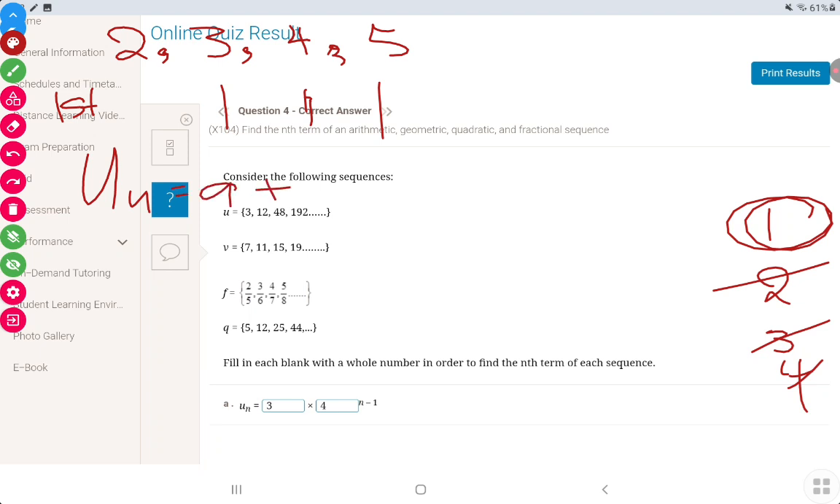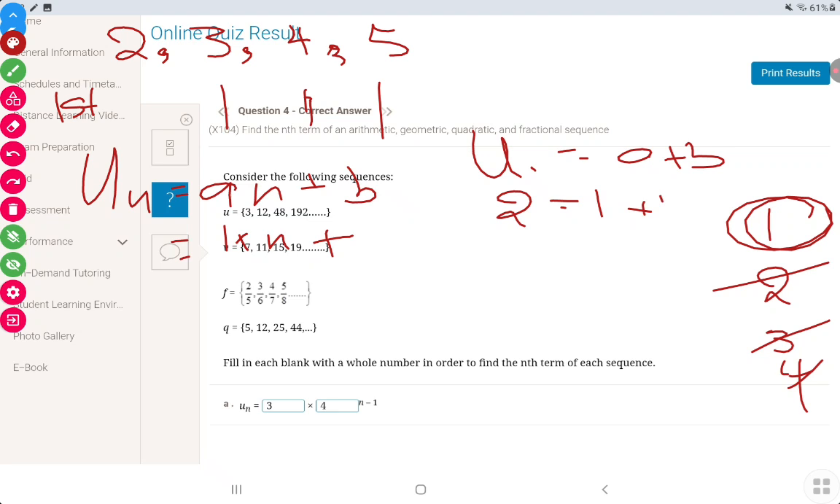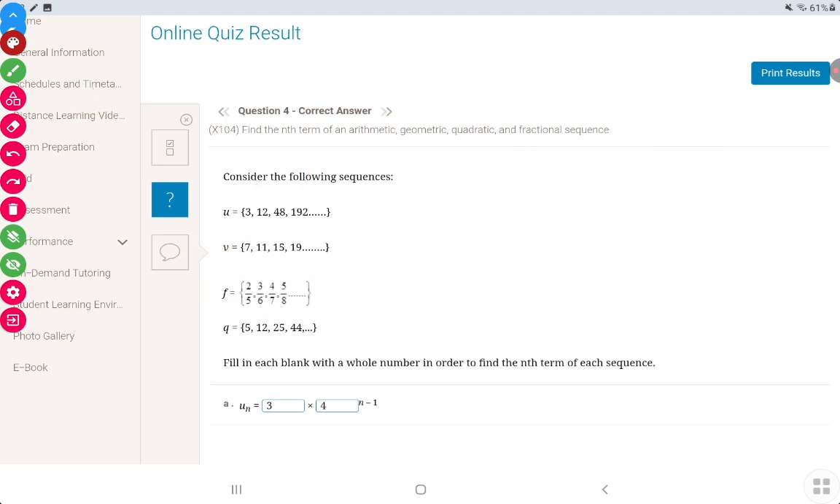un equals an plus b. A is the difference, which is 1, times n, plus b. u1 equals a plus b. A is 1, u1 is 2, plus b, which means b is equal to 2 minus 1, which is 1. So b is equal to 1. So the general term is n plus 1. This is the general term of the numerators. So you put the general term of the numerators over the general term of the denominators. So now we find the general term of the denominators.